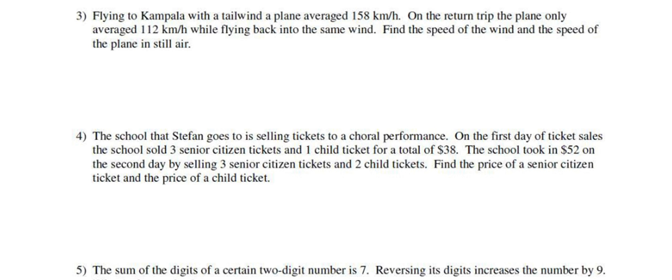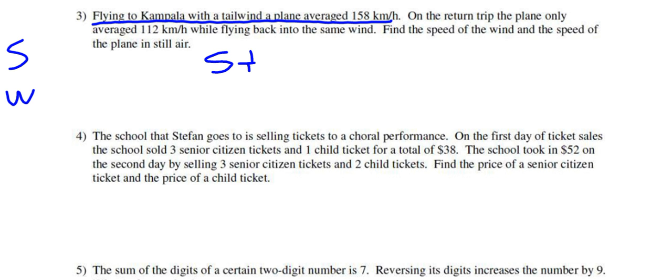So flying to Kampala with a tailwind, a plane averaged 158 kilometers per hour. So there's our first sentence right there. Now I'm going to let S be the speed at which the plane says it's going, and when I say the plane, I mean like the odometer. I'm going to let W be the wind. Now, if it's flying with the wind, that means the wind is adding to its speed. So we can have S plus W equals 158.